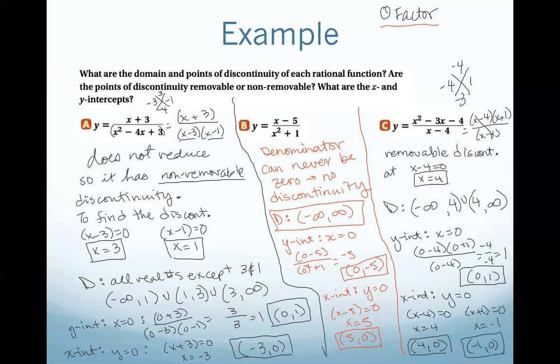Did we answer all the questions? We found the domain, we found the points of discontinuity and said it is removable, and then we found the x and y-intercepts. There were two x-intercepts for a total of 3 intercepts.